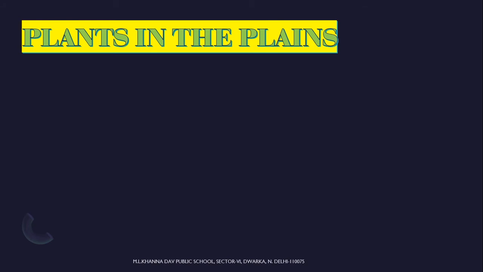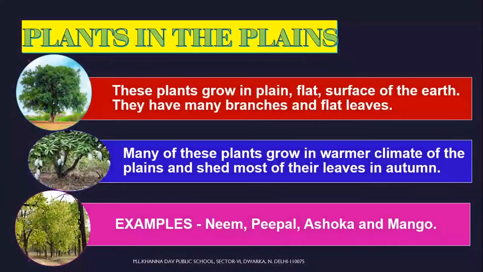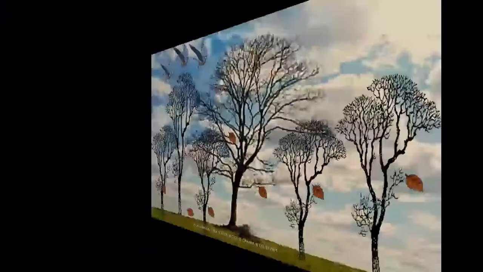Okay, now we shall discuss about the plants which grow in the plains or the flat lands. The plants which grow in plains have many branches and flat, broad leaves to catch the sunlight for photosynthesis. Many of these plants grow in warm climate in the plains, and during autumn and winter they shed most of the leaves to protect themselves from the cold winds and loss of moisture. Examples of such plants are neem, peepal, ashoka and mango.